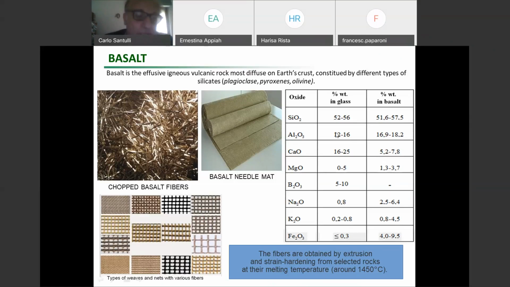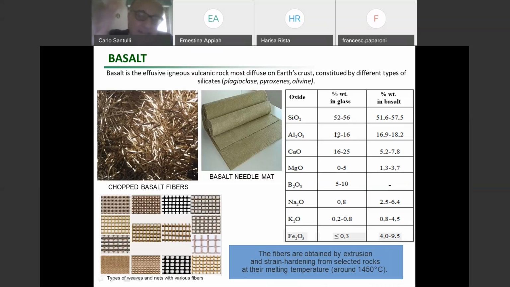In composite, what we did in reality, we exploited the experience into building. In building, they started using glass fiber composites in the 50s, before the interest for glass fibers, for fiberglass, exploded in the other fields. So in practical terms, you have almost the same characteristic. You have less calcium oxide in the case of basalt than in the case of glass.